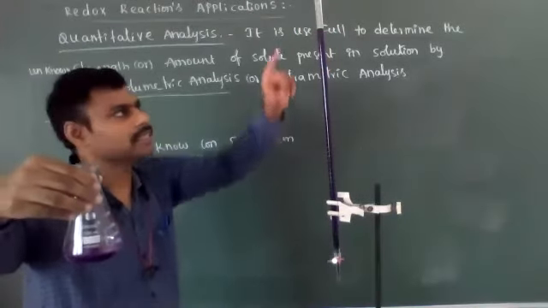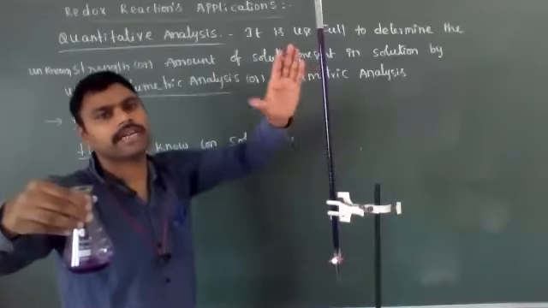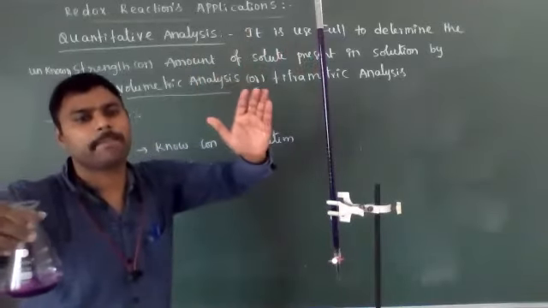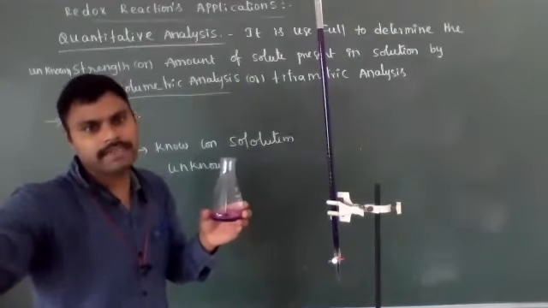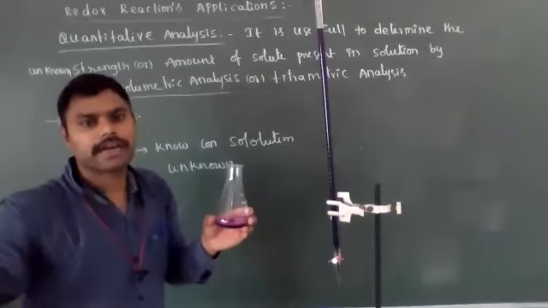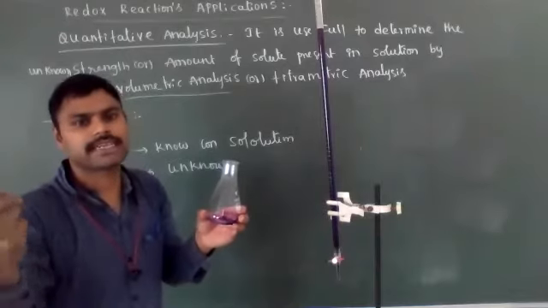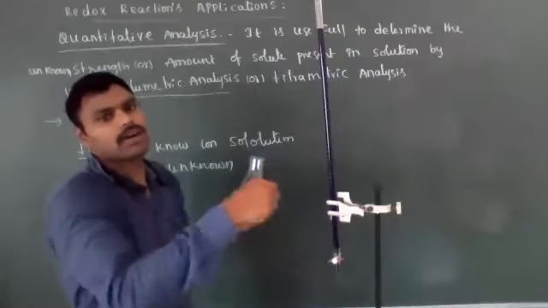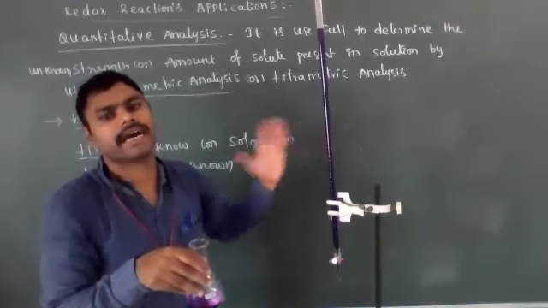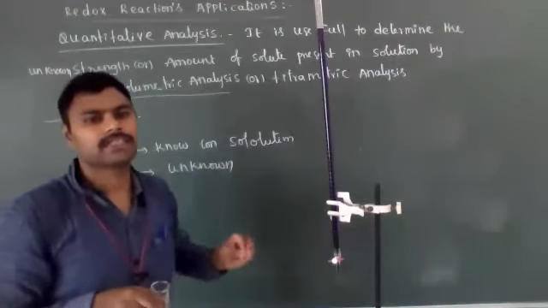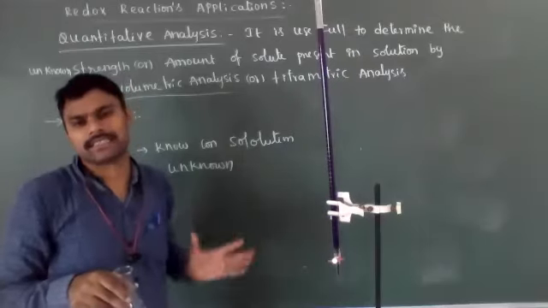This is a redox reaction titration. KMnO4 is converted into manganese ions, Mn2+, and oxalic acid is converted into carbon dioxide, CO2. KMnO4 undergoes reduction and oxalic acid undergoes oxidation. Both oxidation and reduction take place in this volumetric analysis. That's why it is an important application of redox reactions, and this process is known as redox titration.